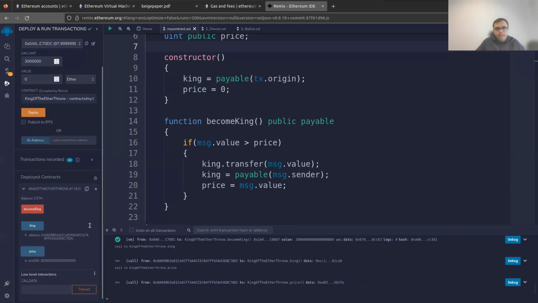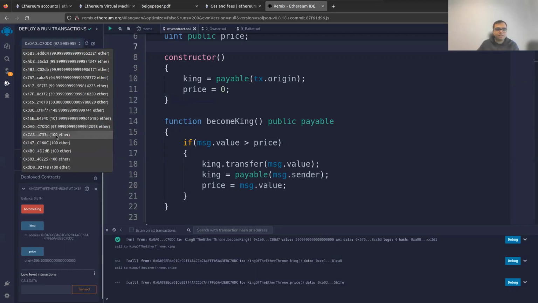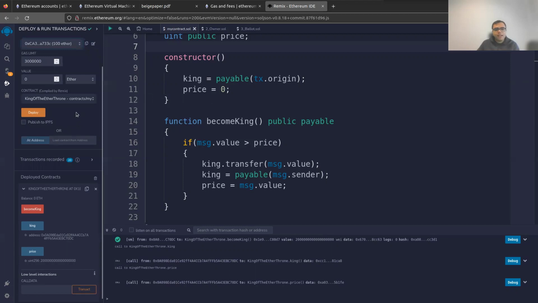Okay, but now what happens if, again, I do something stupid? What happens if I take another account, let's say this person, and let's say that this person didn't know about the previous transaction, didn't know that someone else has created a transaction and they became king by paying 2 Ether. So maybe this person wants to pay only 1 Ether to become king. And so they call become king.